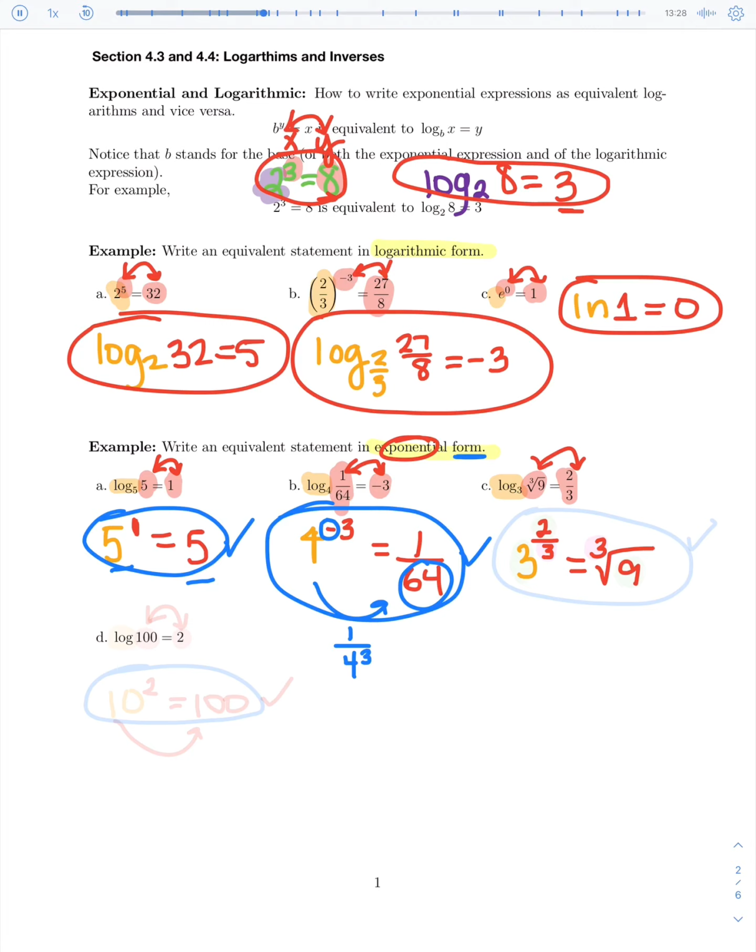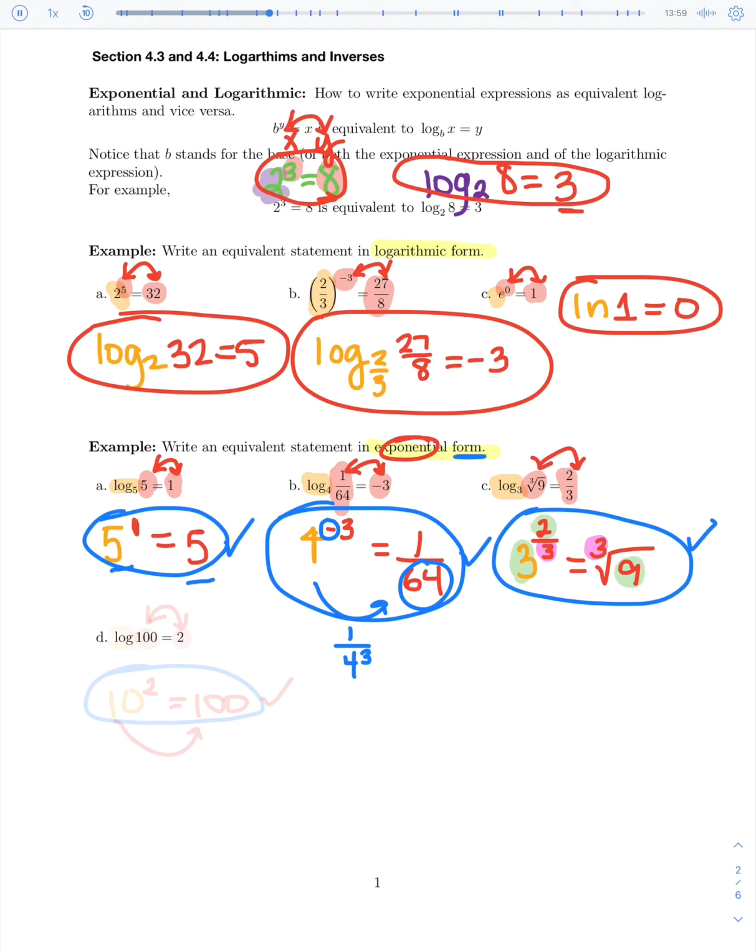Now, to make sure that this makes sense, which it does, remember the 3 on the bottom tells you what kind of root you have, which is a cube root. You'll have a cube root of what? Well, 3 squared, which is 9. So, does this make sense? Absolutely. So, our final answer is that 3 raised to the 2/3 equals the cube root of 9. That's the exponential form of this equation.